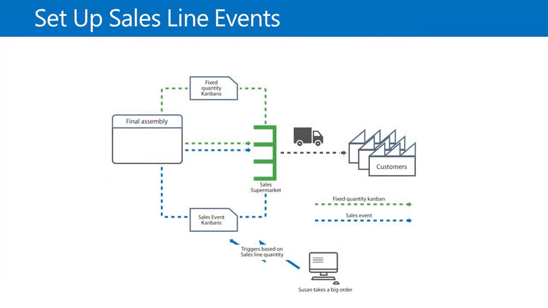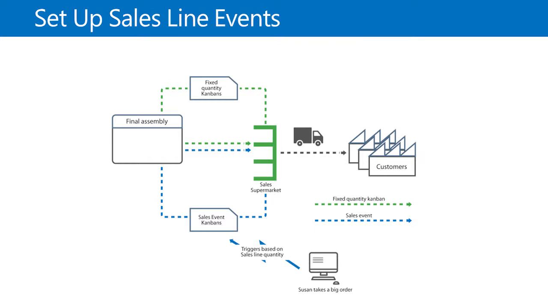Pierre and Eduardo have calculated the historical shipments on average and create a buffer stock in the finished goods warehouse for this product. The supermarket is replenished through fixed quantity Kanbans that cover the average need of 2 shipping days plus security stock. They also set up an event Kanban against the sales line event with a minimum event quantity for the exceptional orders. The minimum event quantity defines the size of an exceptional order.